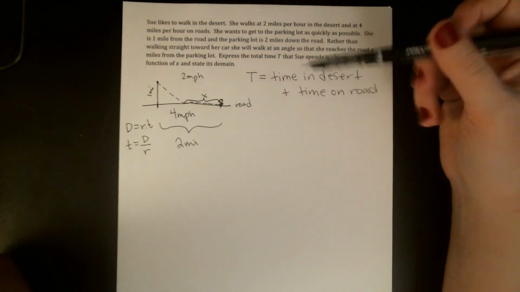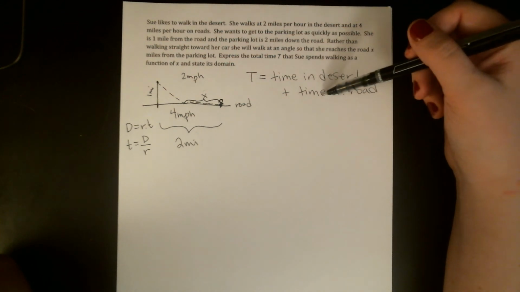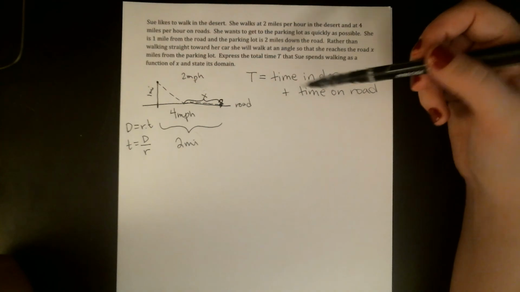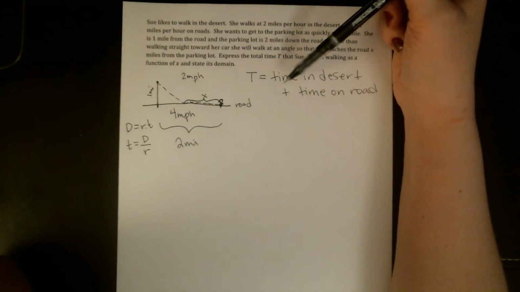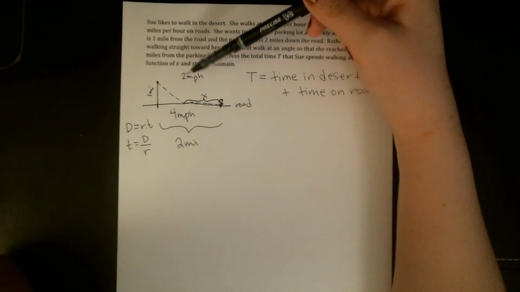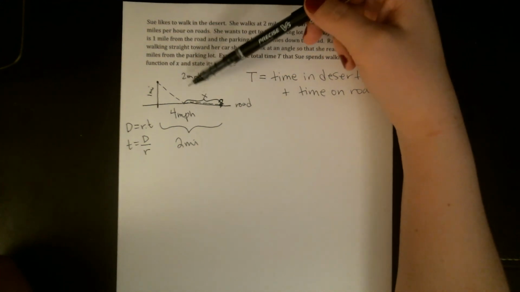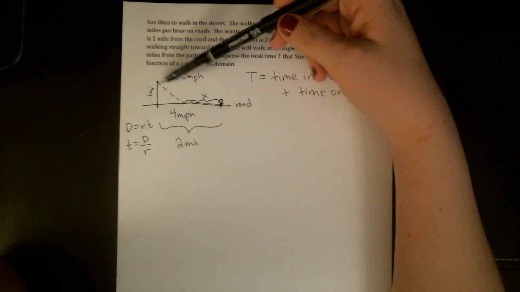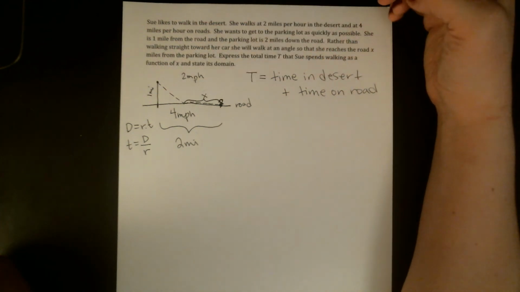So if you haven't already, this is when you should notice that you do have to split this into two pieces, time in the desert and time on the road. The reason we're forced to split the time up into two pieces is because we have everything different about those two. One is that the rates are different for the two different pieces. The other is that the distances are probably going to be different for those two pieces.